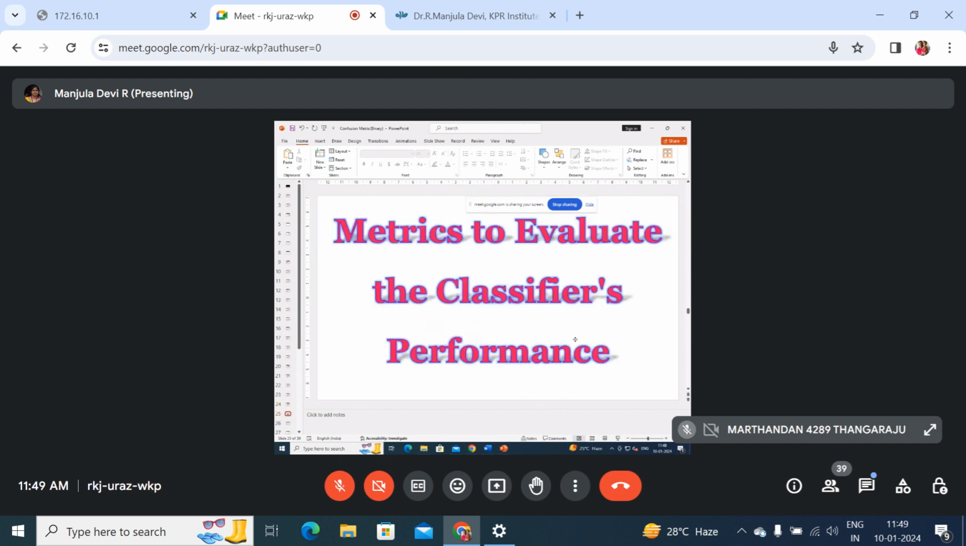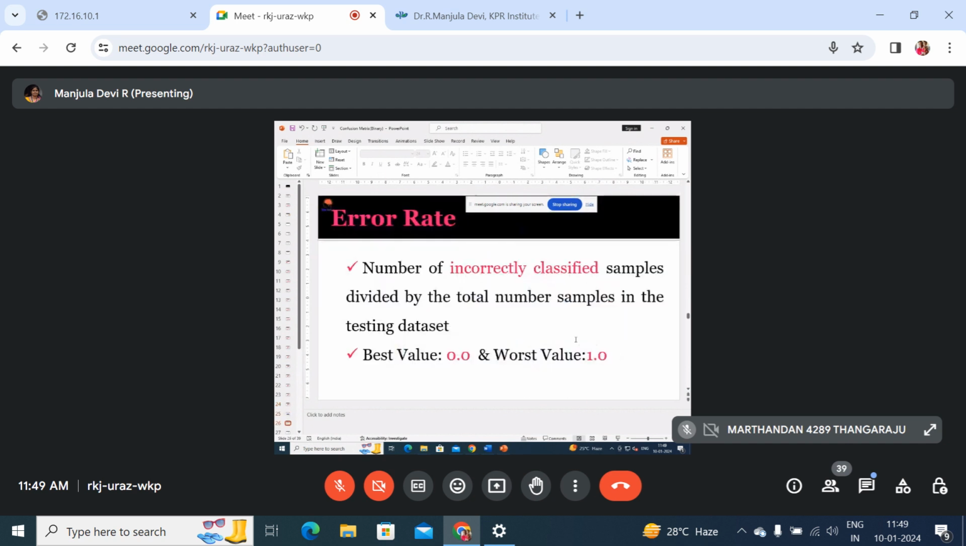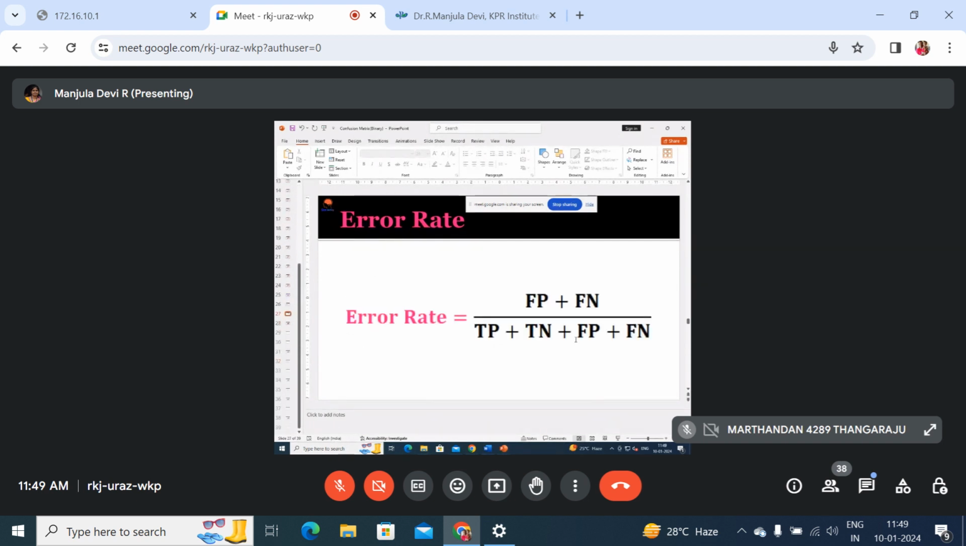Totally 210. So how will you calculate the classifier's performance? Here, error rate: the incorrectly classified samples divided by the total number of samples in the testing data set. Best value is 0 and worst value is 1. That means for error rate you should move towards the value 0. If it is accuracy, you should move towards the value 1, if it is in the form of ones and zeros. If it is percentage, error should be as close to 0 as possible. If it is accuracy, it should move close to 100%.